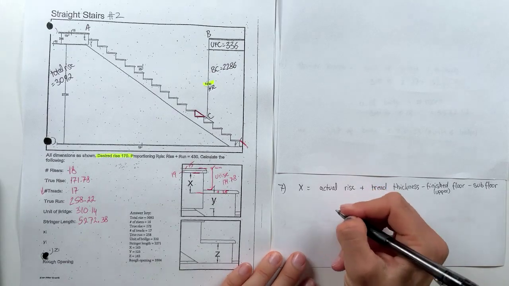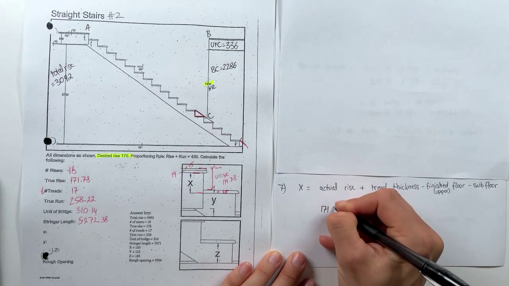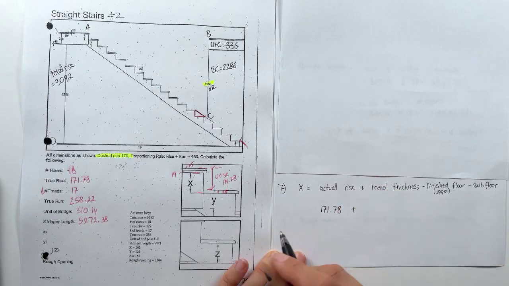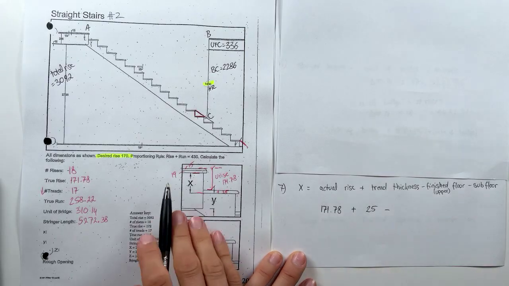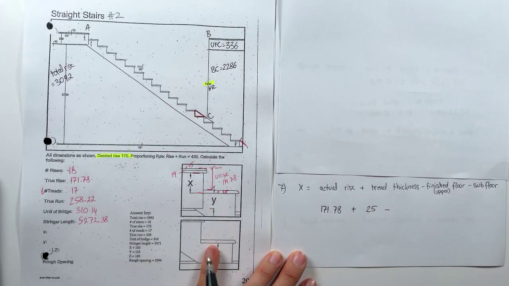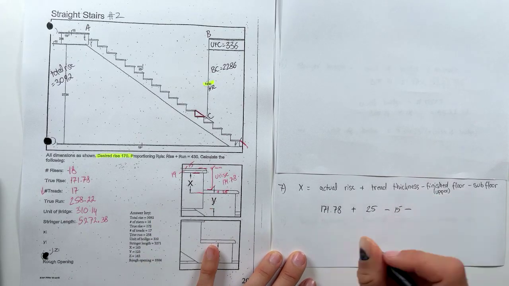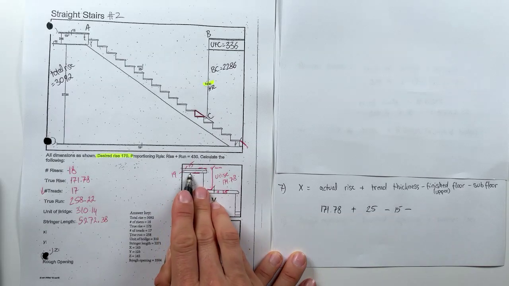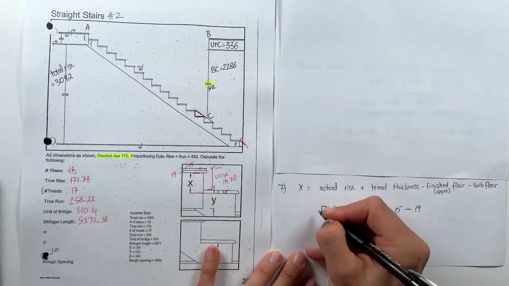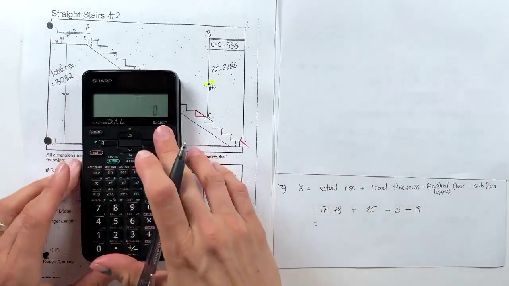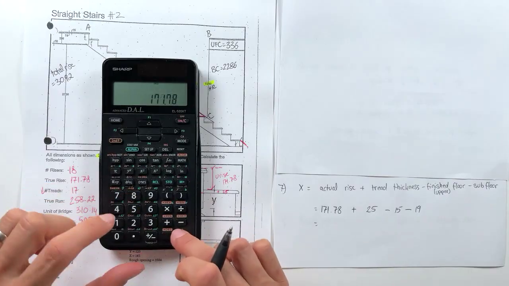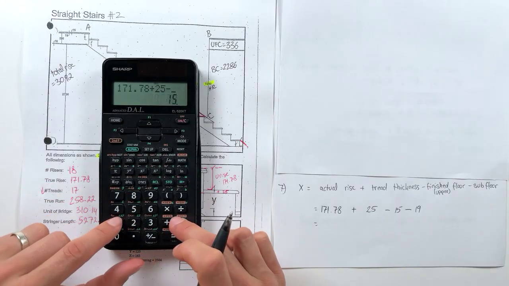So let's pop in some numbers. Our rise, 171.78, plus our tread thickness down here, 25, minus our upper finished floor, that's the top layer, 15, minus our subfloor here to get us to the underside is 19. And then we just get to punch it into the calculator. 171.78 plus 25 minus 15 minus 19.